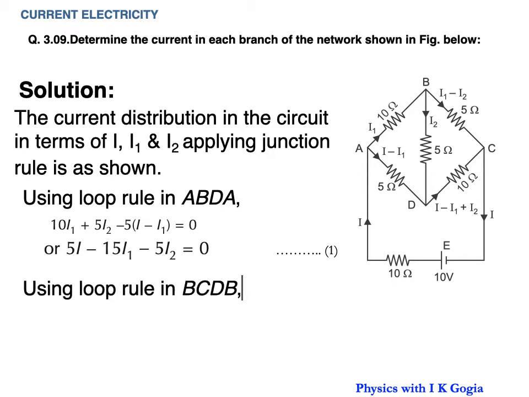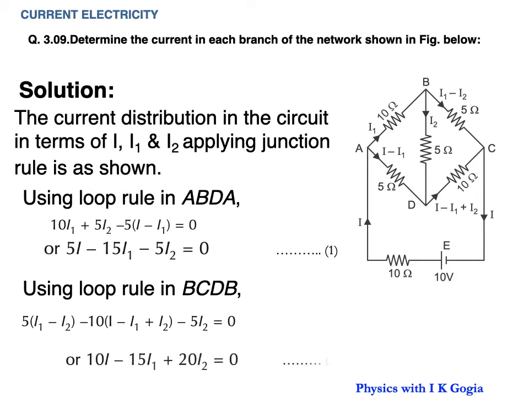Then in loop BCDB, this is another loop we are taking. So first is BC, you can write the condition for it. 5 ohm into (I1 minus I2) minus 10 into current (I minus I1 plus I2) minus 5I2 equal to 0. This simplifies to 10I minus 15I1 plus 20I2 equal to 0. These are equations 1 and 2. We will be using these equations.